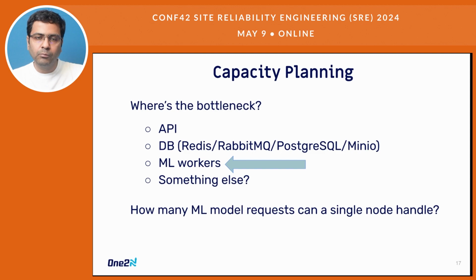Now, each ML model may give us different results. For example, face matching may be faster than OCR, or face liveness detection could be faster than face matching. So we would run a load test on each of these models, each of the nodes, to find the maximum throughput that we can get over a long period of time, say an hour or two.